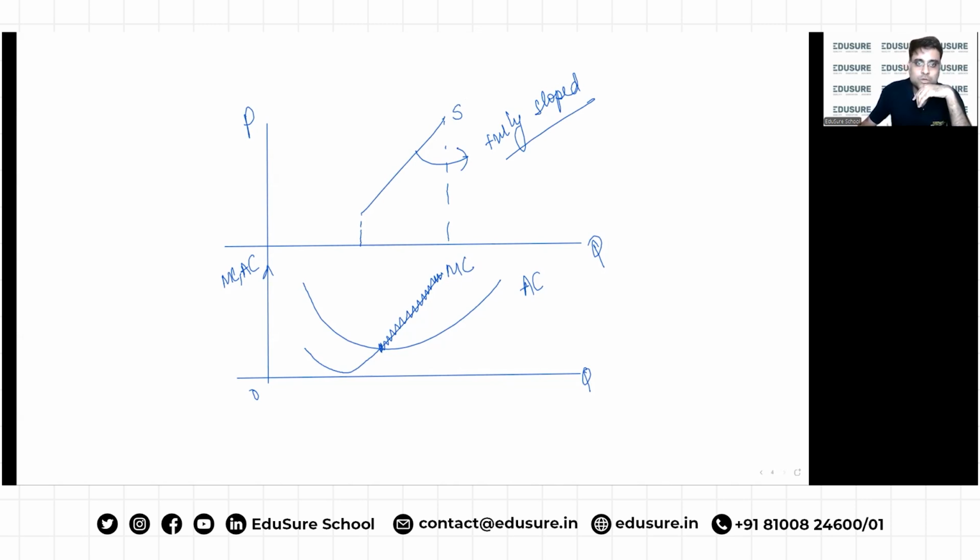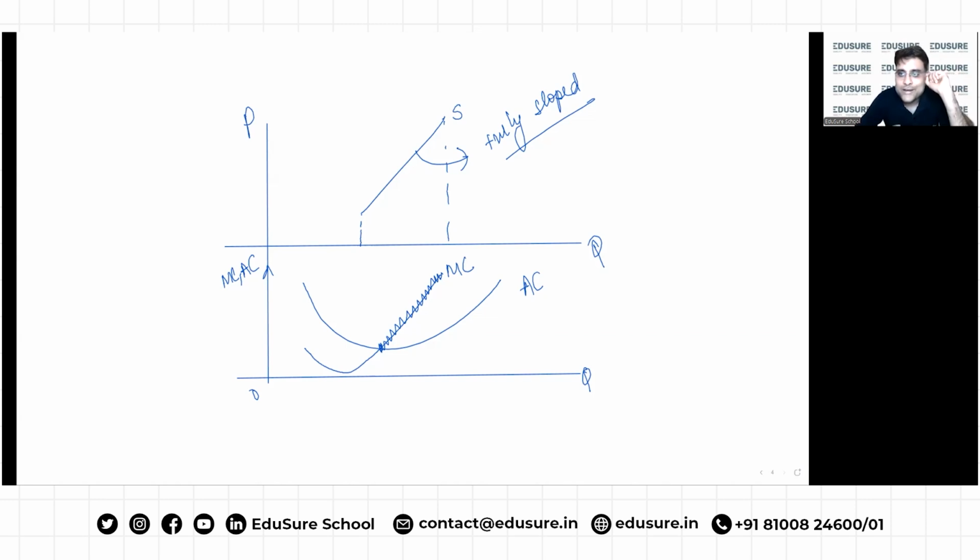As you can see in this figure, the supply curve is positively sloping. That is, it is moving upward from left to right. The positively sloped supply curve shows that there is a positive correlation between the price and the quantity supplied. So as the price increases, the quantity supplied will also increase.